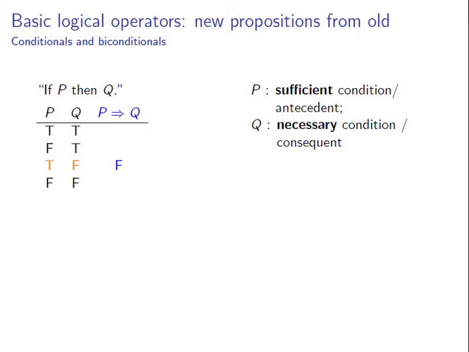Clearly, the rule is violated when P is true but Q is false. When P is true and at the same time Q is also true, the rule is followed. So the statement if P then Q is true.